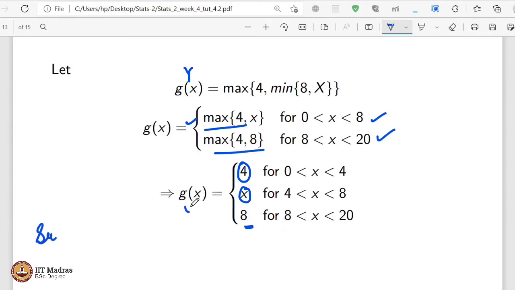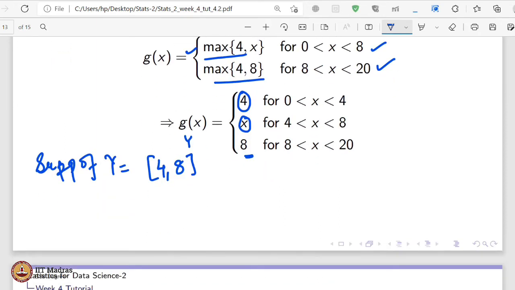So what is the support of y? Now this is y, so now we can get directly the support of y. What is the support of y? So support of y will be from 4 to 8, right? So now we have got the support of y, so now we can calculate the CDF of y.